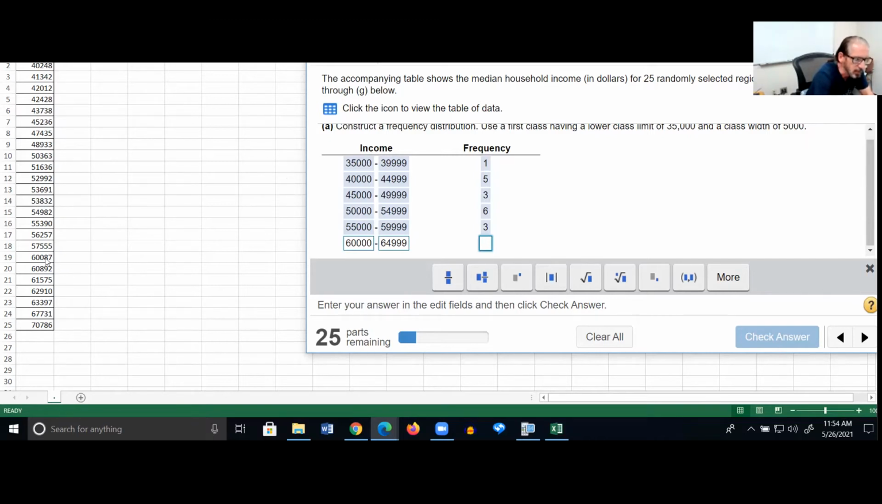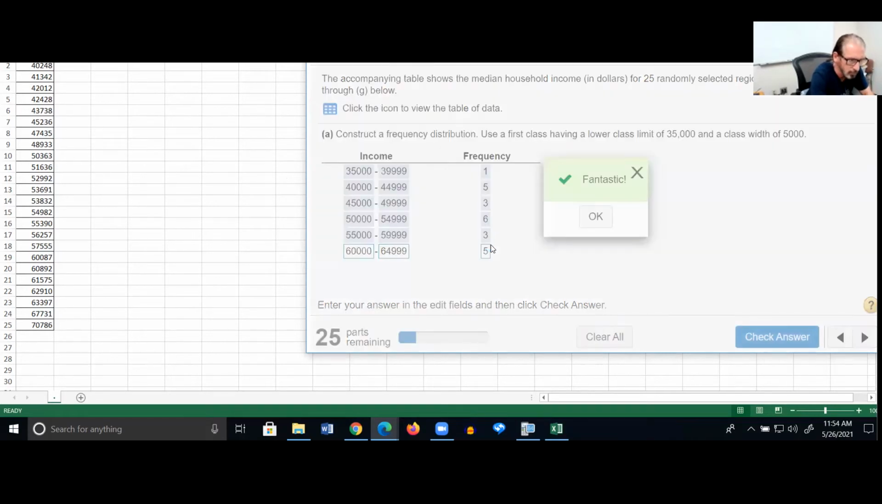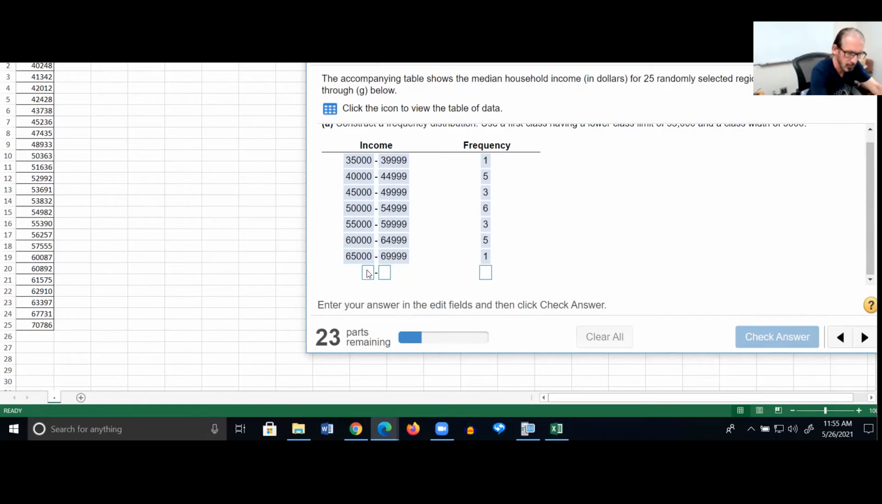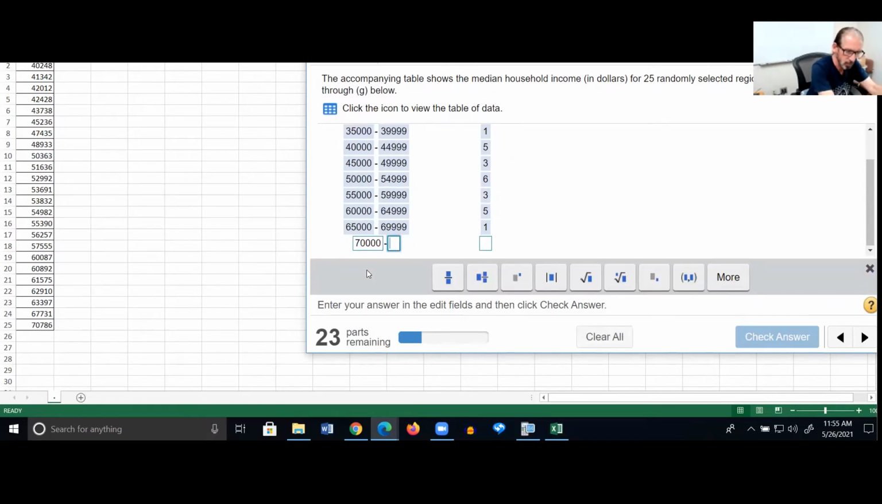Okay, 60,000. 1, 2, 3, 4, 5. The next one after that is too high. 65,000 to 69,999. We've got just one of them right here. And then finally 70,000 to 74,999. Also just one of them. It should give us a total of 25: 1, 6, 9, 15, 18, 23, 24, 25.